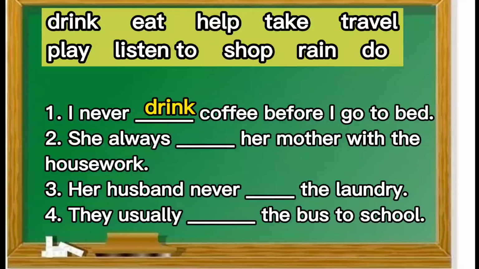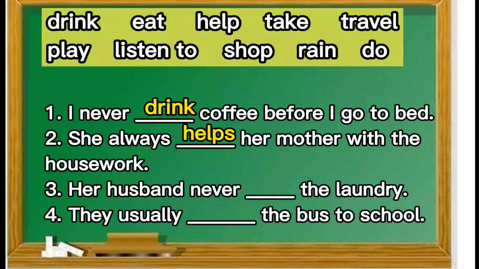Number 2, she always blank her mother with the housework. Since we are talking about housework, the correct verb to be used is help. But the subject is only one, which is why we need to add S to the verb to make it correct.